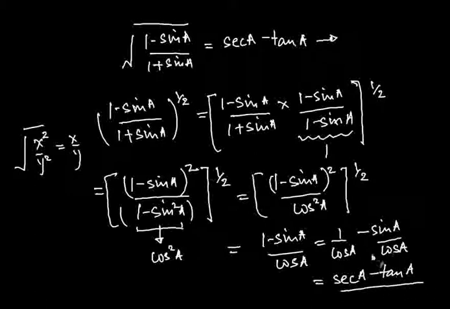So that was the question. So this was quite easy to prove that the square root of 1 minus sine A divided by 1 plus sine A is equal to secant A minus tan A. So that was the question, and that's how it's done.